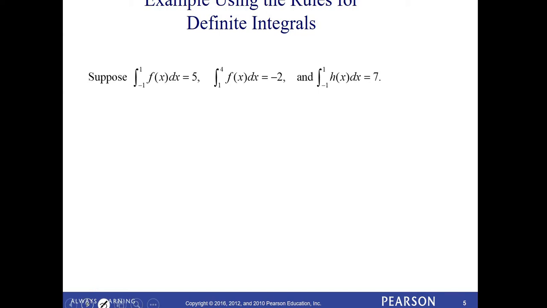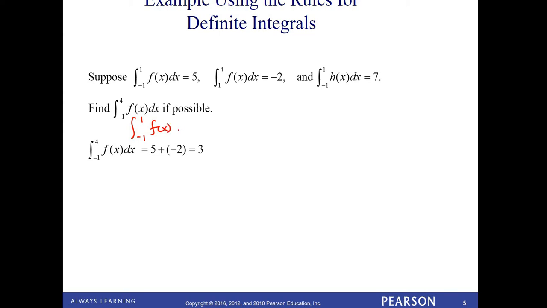Okay, here's another one. Again, similar choices. Now we want the integral from -1 to 4 of f of x, if it's possible. So take a second, see if you can do that. Okay, so in this case, from -1 to 4, and I wish they'd show the in-between step, it's the integral from -1 to 1 plus the integral from 1 to 4. So in this case, that would be 5 plus a -2, which is 3.